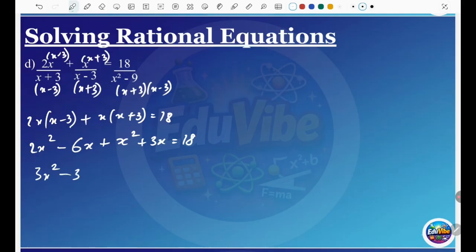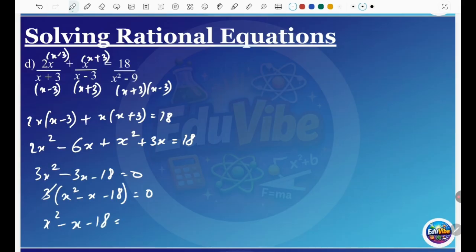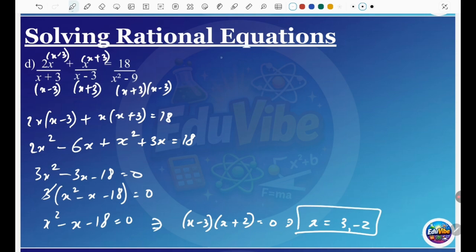3x squared minus 3x minus 18 is equal to 0. So 3 in common, x squared minus x minus 18 is equal to 0. 3 cuts out and goes to 0. We get this much. You can solve this. So it's x minus 3 and x plus 2 is equal to 0. You get x is equal to 3 and minus 2.